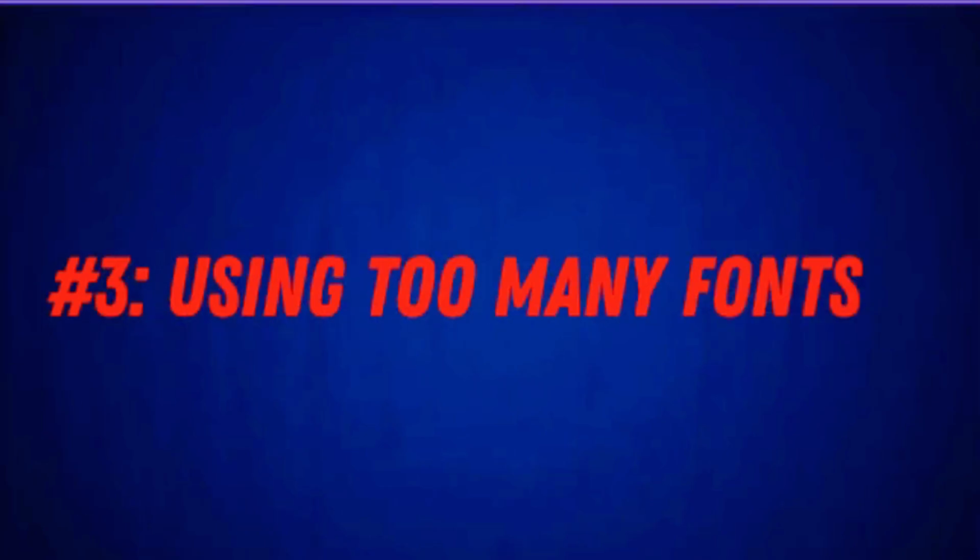Now let's talk about using too many fonts. If your design looks like a circus, probably you used too many fonts. Three to five different fonts in one design, plus fancy cursive for body text. How to fix it? Stick to a maximum of two fonts, one for heading, one for body text, and use bold, light, and regular variations for style.